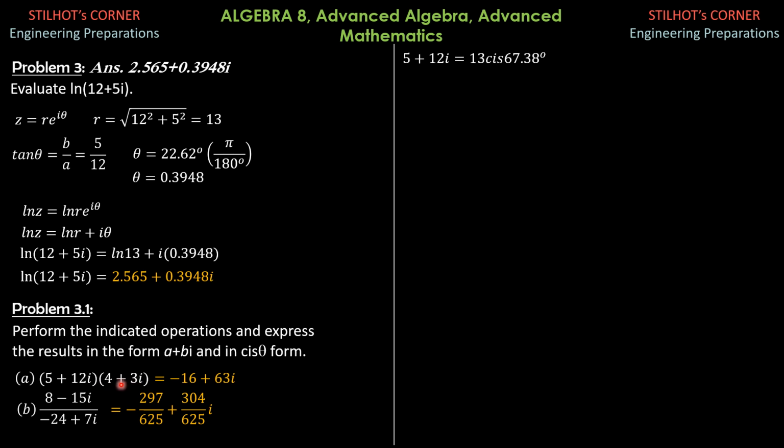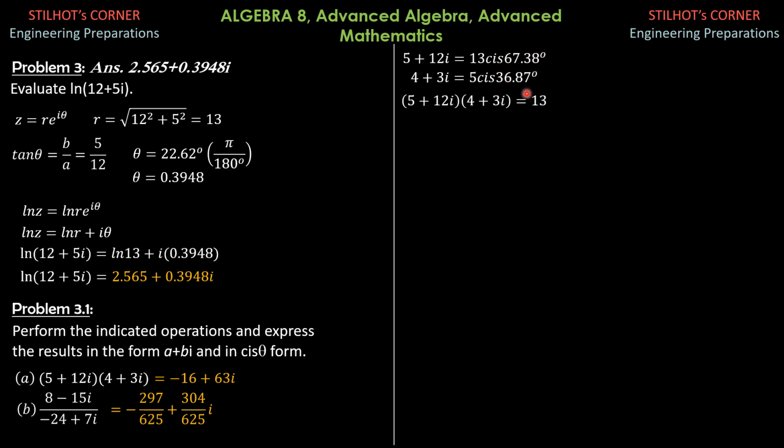For the second complex number, r is square root of 4 squared plus 3 squared, that's 5. And the angle is inverse tangent of 3 over 4, which is 36.87 degrees. So this is 5 cis 36.87 degrees. Performing the product, we have 13 times 5, 65. Then the angles are added.